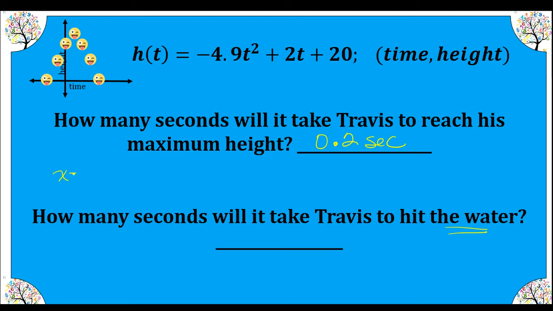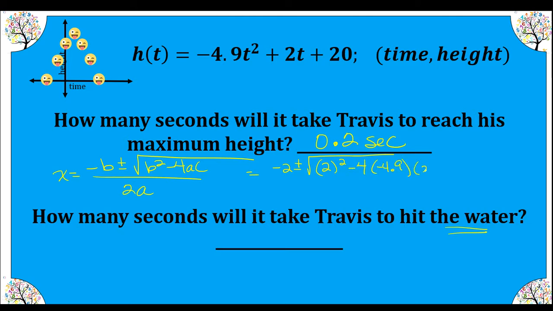The quadratic formula is negative b plus or minus the square root of b squared minus 4 times ac over 2 times a. So I'll just start right here. Negative b plus or minus the square root of b squared minus 4 times my a times my c all over 2 times a.